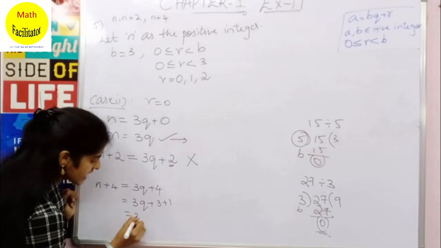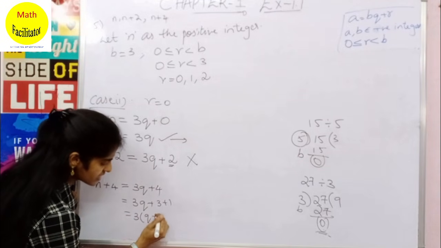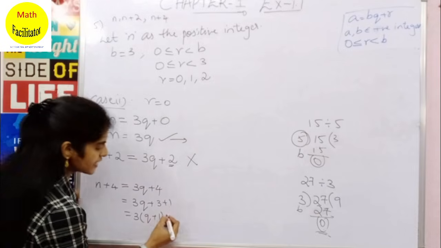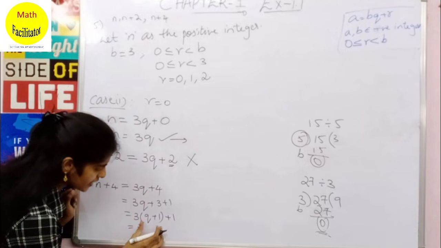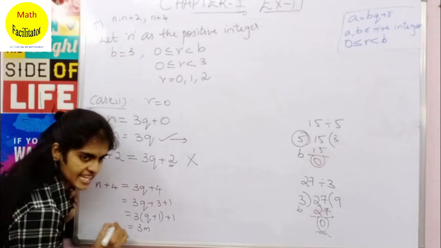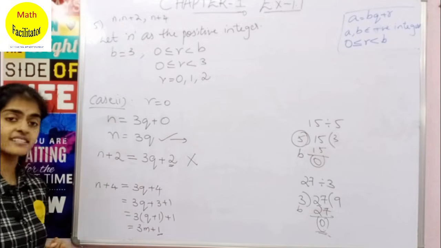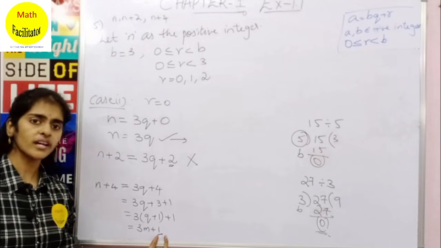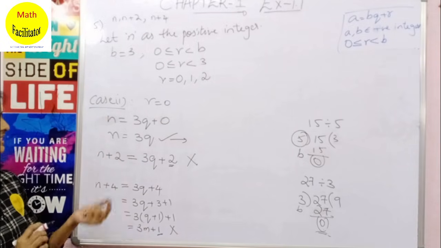So now taking 3 common, here you can see this is q plus 1, and you have plus 1 here. So this is 3 into something. Let us take this something as m, and you have plus 1. That means here the remainder is 1 again. When the remainder is 1, this is also not divisible by 3.